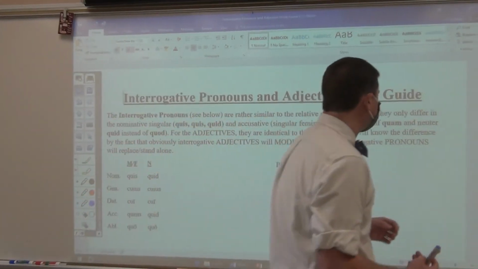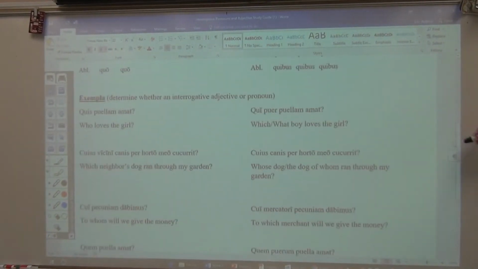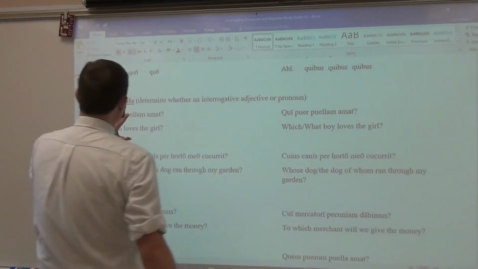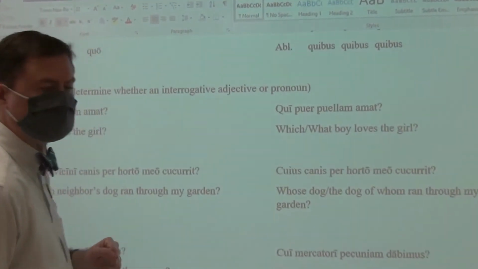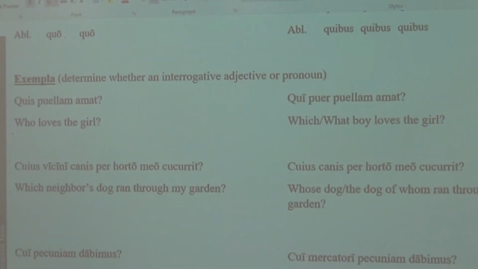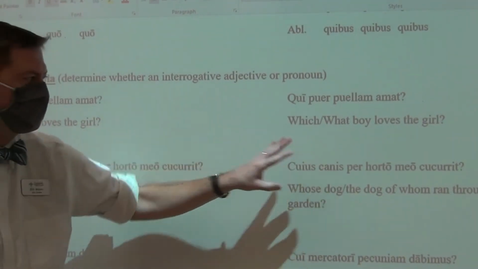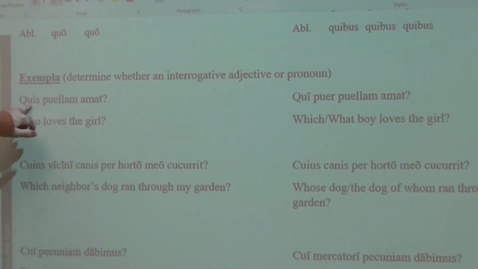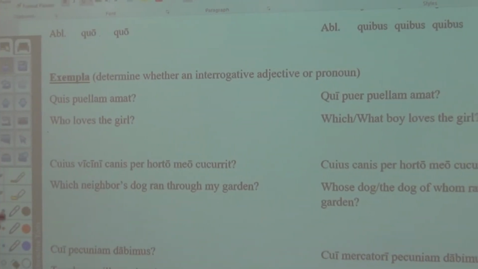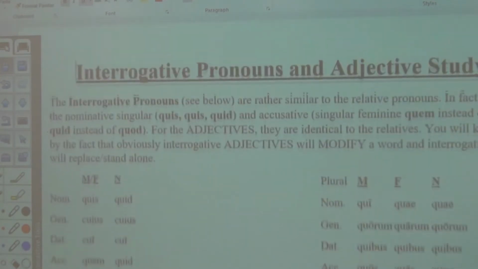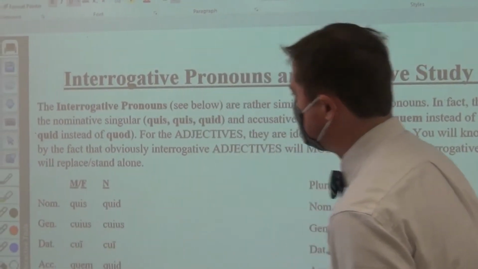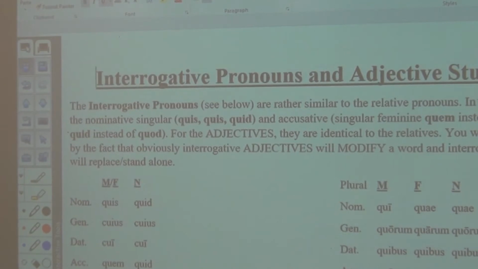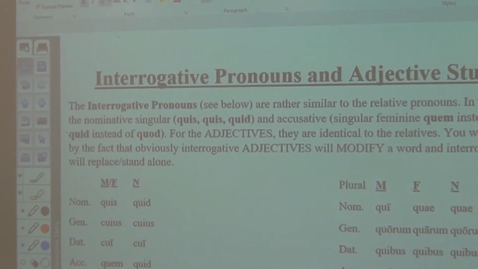So let's look at the examples that I give. Here I have nominative, nominative. One is an interrogative pronoun, the other an interrogative adjective. Sometimes I put one before the other, and let's just go through them. Quis puellam amat. Quis is my interrogative. Is it an adjective or is it a pronoun? Well, this one's easy, because remember that the pronouns are going to be quis, quis, quid, whereas if it were an adjective, it'd be the same as the relatives: qui, quae, quod.